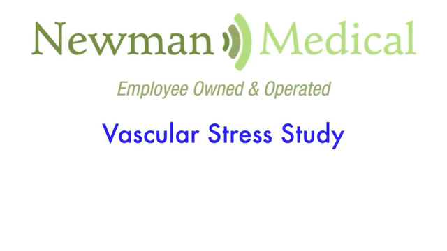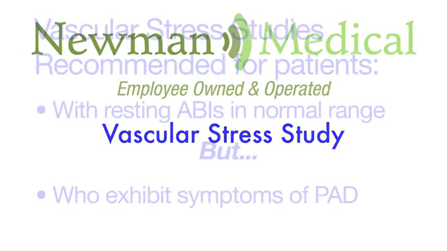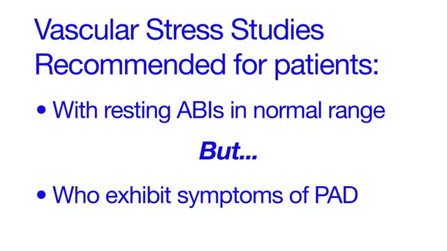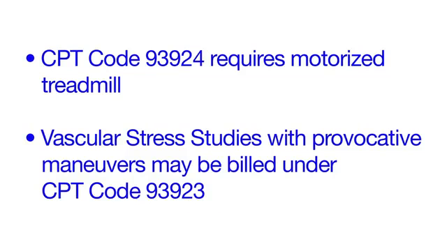The vascular exercise stress test can be very helpful for differentiating true vascular claudication from pseudoclaudication. It is recommended for patients with resting ABIs in the normal range of 0.91 to 1.39, but who exhibit symptoms of PAD. Compliance with CPT code 93924 requires a motorized treadmill exercise.